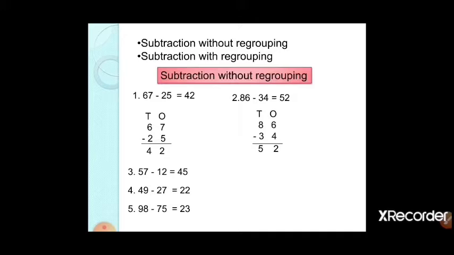So here we will start with the subtraction. Subtraction also has two types, without regrouping and with regrouping, or another name, without borrowing and with borrowing. First problem you can observe here, 67 minus 25. So first we do 7 minus 5.